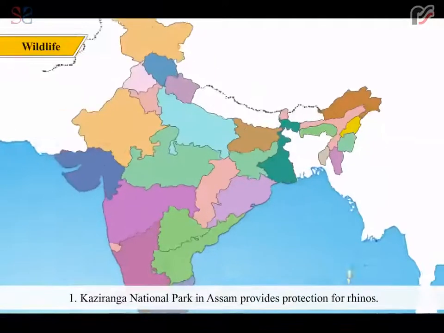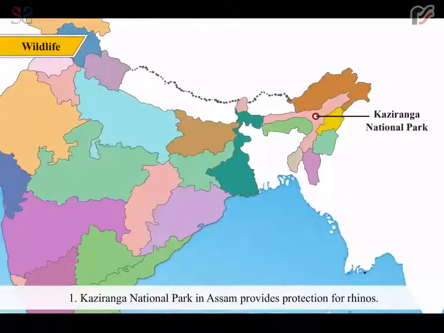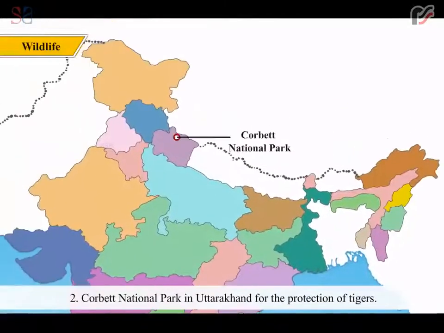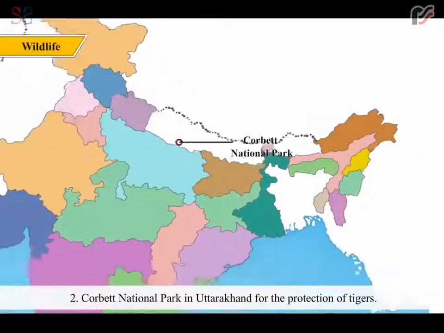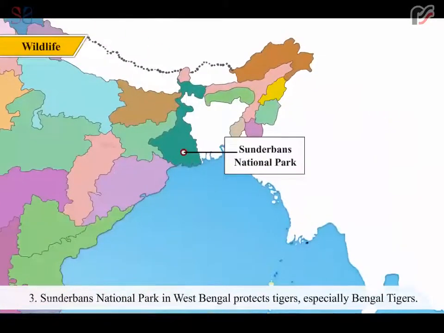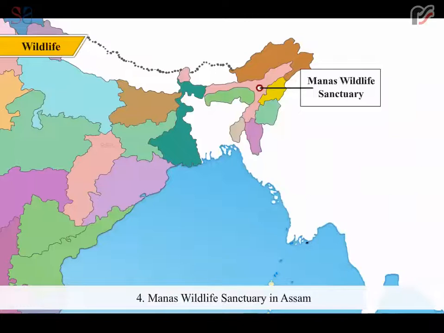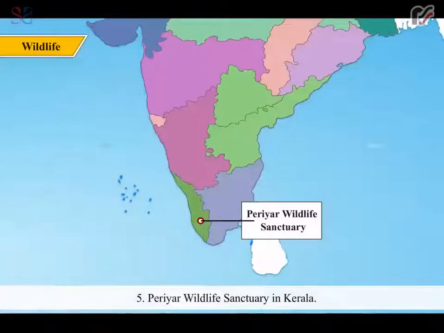Some of them are: 1. Kaziranga National Park in Assam provides protection for rhinos. 2. Corbett National Park in Uttarakhand for the protection of tigers. 3. Sundarbans National Park in West Bengal protects tigers, especially Bengal tigers. 4. Manas Wildlife Sanctuary in Assam. 5. Periyar Wildlife Sanctuary in Kerala.